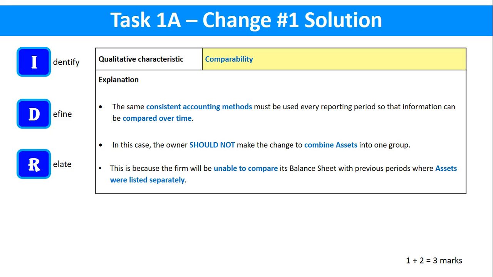So looking at our marks, we're going to have 1 mark for identifying an appropriate qualitative characteristic, 1 mark for the definition, and 1 mark for relating it. So remember 3 marks would mean we need to do 3 things. So we're going to have 1 mark each for the identification, the definition, and relating it.